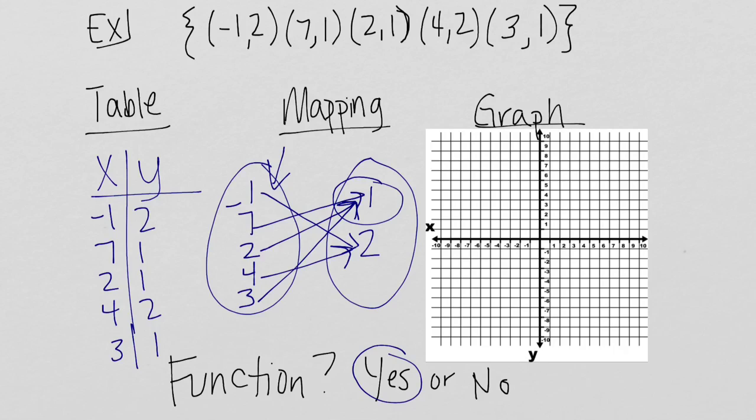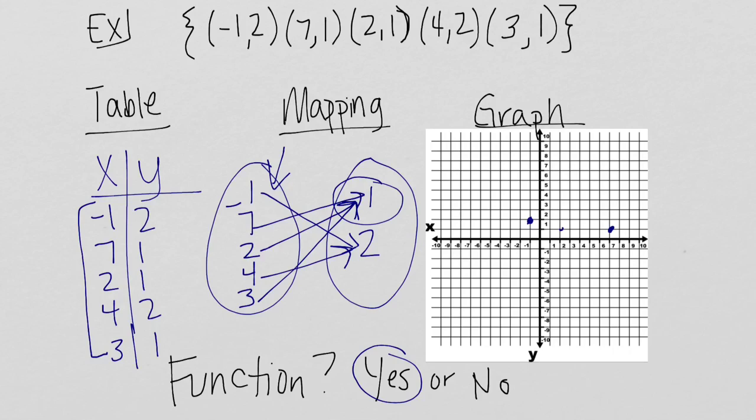Yes, it's a function because if you want to look at the table or the set of ordered pairs, there's no X value repeating. They're all unique, which means we're going to have unique Y values as well. So if you go graph these as points, you have -1, 2. Then you have 7, 1.